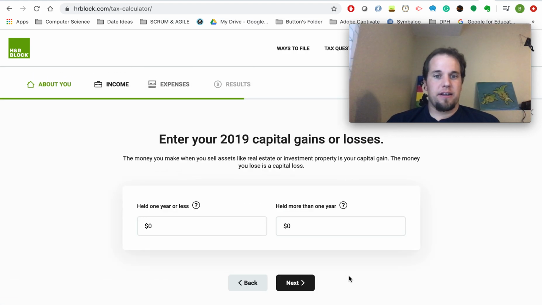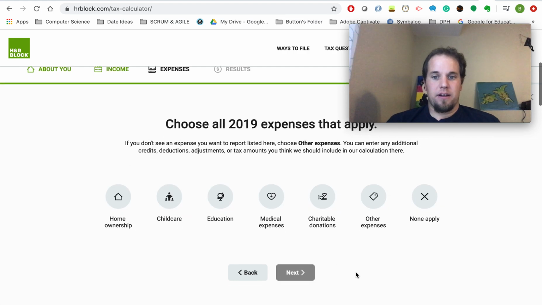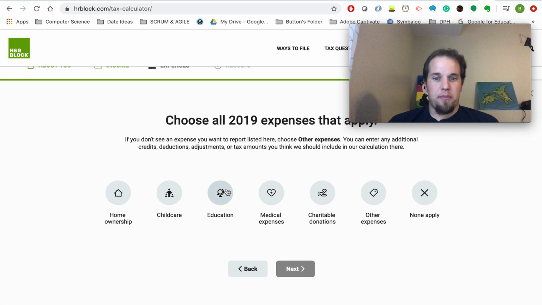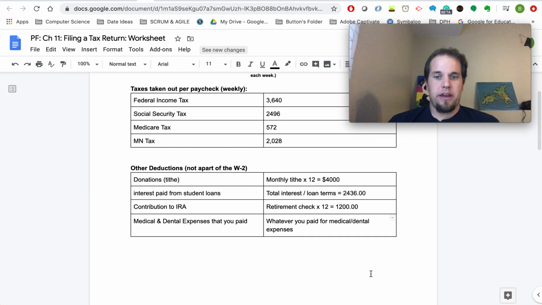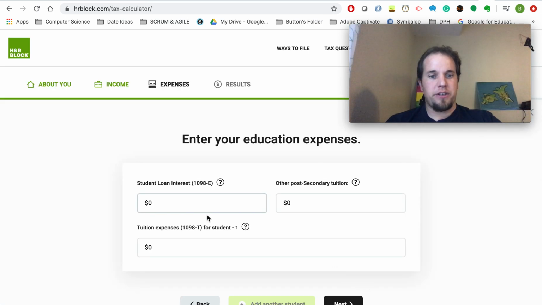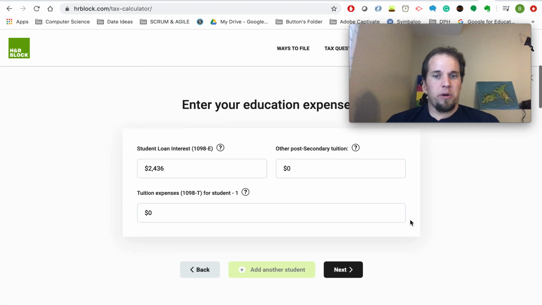And next. And next. And what else we got here? We have some education, and we would click medical expenses if we were adding those. Charitable donations, and let's check out other expenses. Student loan interest, remember we looked that up? Let's go there now, and we would find that our number is 2436. That's how much interest we paid in this year. And that's the only one that applies right now.